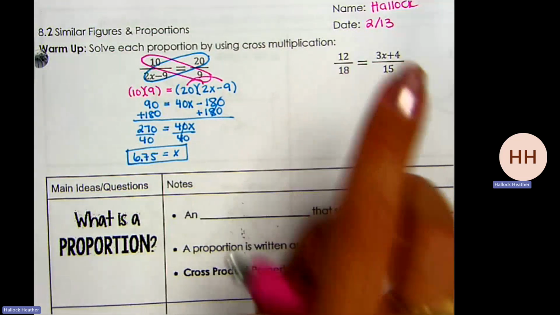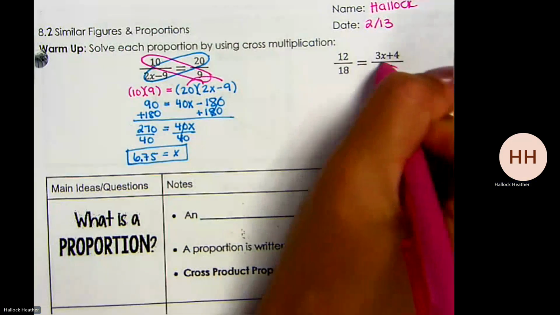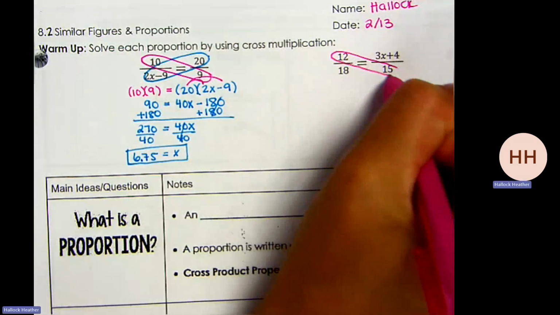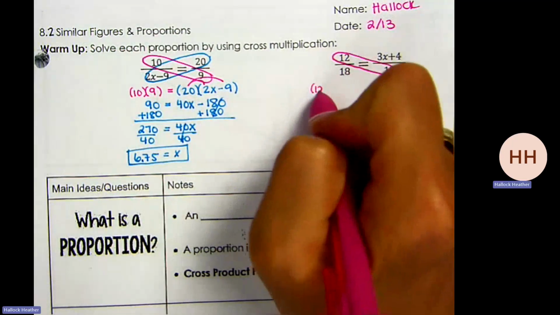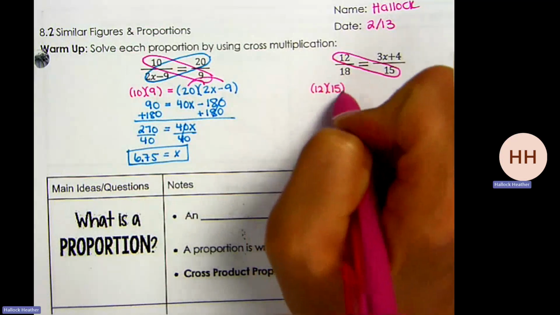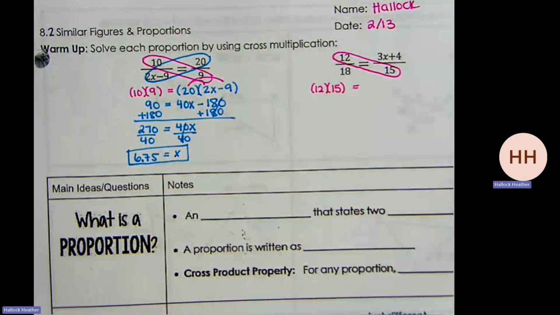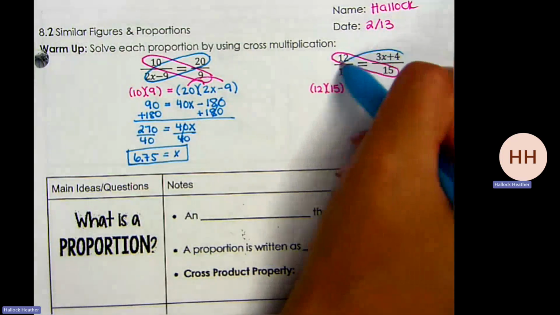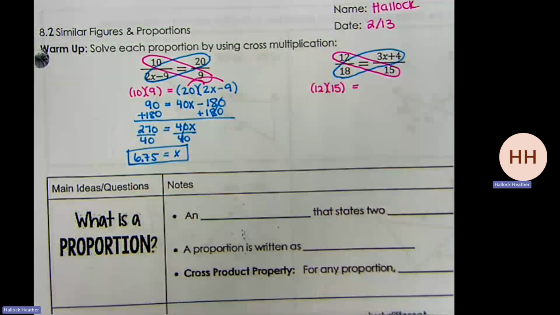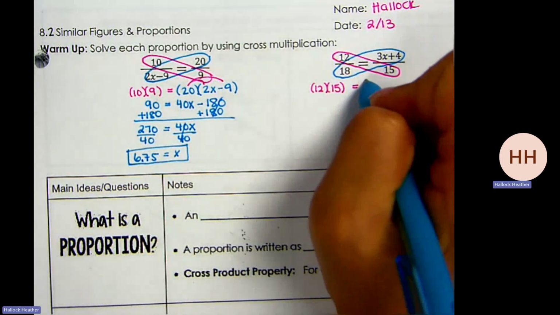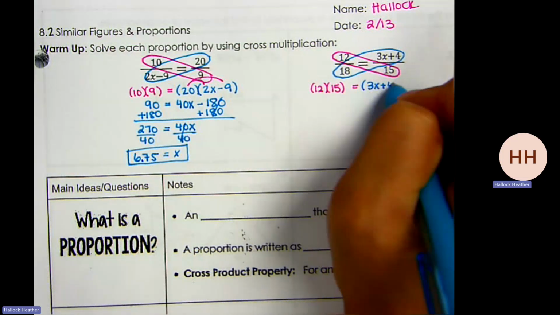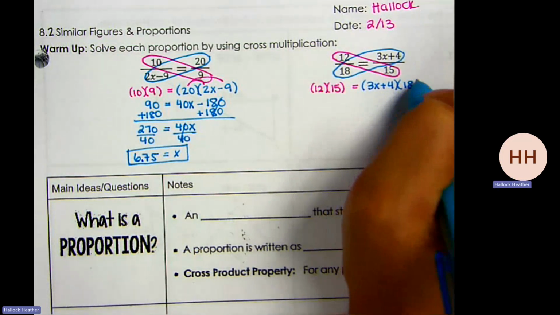So we're going to do the same thing. We're going to cross multiply. So I'm doing top times bottom. So I'm going to do 12 times 15 equals, and then I'm doing top times bottom. And then you could technically put the 18 in the front or you could put it in the back. It does not matter. Just because I'm doing top times bottom, I'm going to do 3x plus 4 times 18.